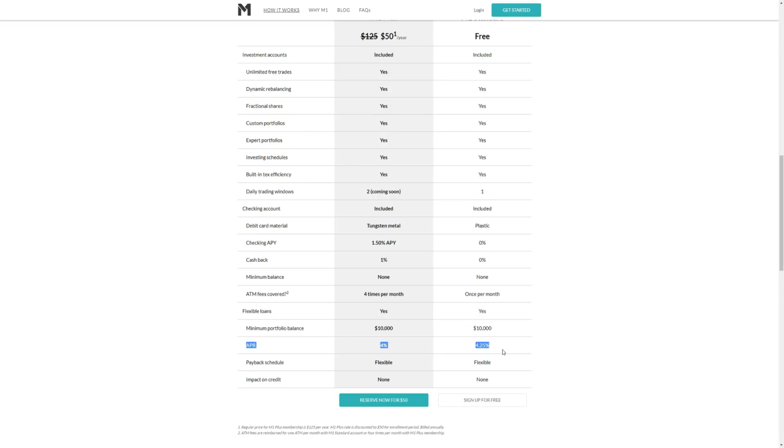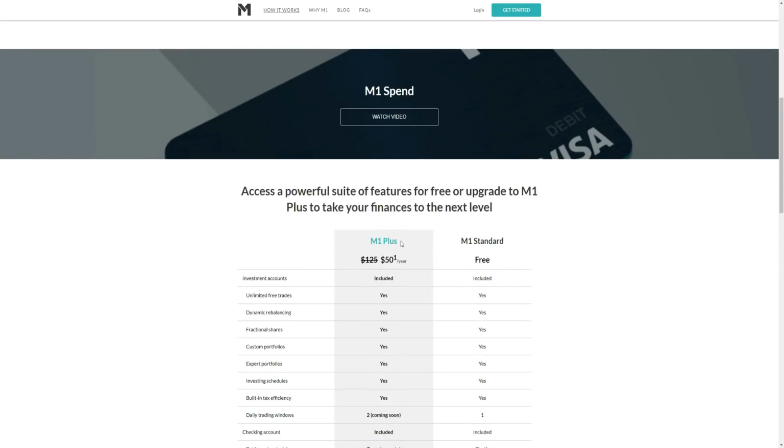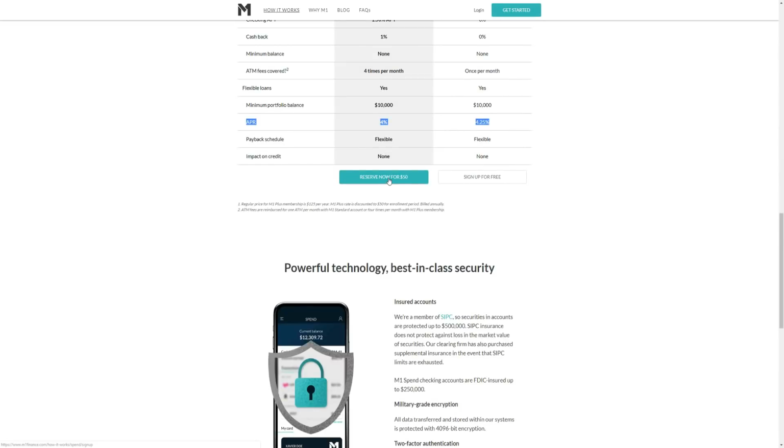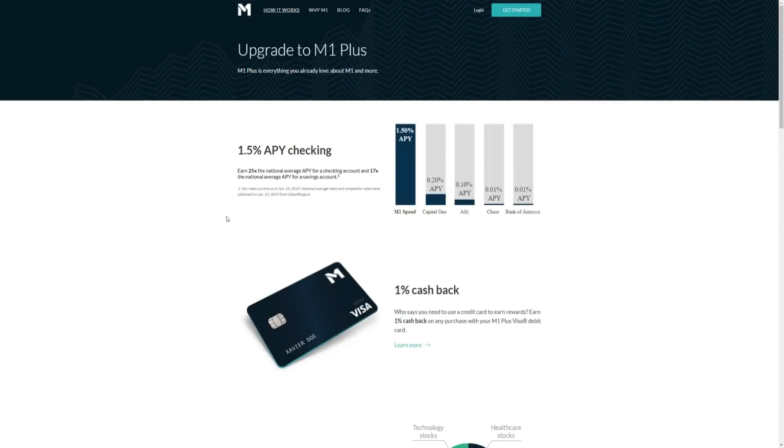The difference here is that the M1 Plus is going to offer you a smaller rate of 4%, whereas the M1 Standard is going to offer 4.25%, and that is about all the differences here. Now, if you do sign up for this, you can reserve it now for $50, which is going to get you, again, the 1.5% annual percent yield checking account.